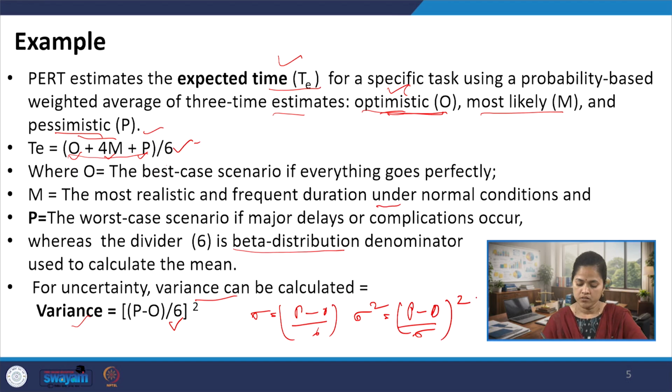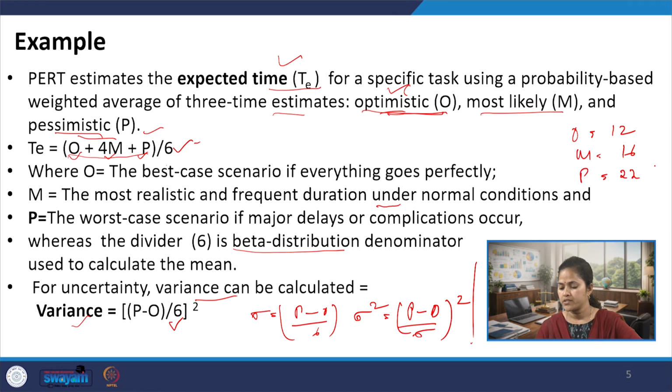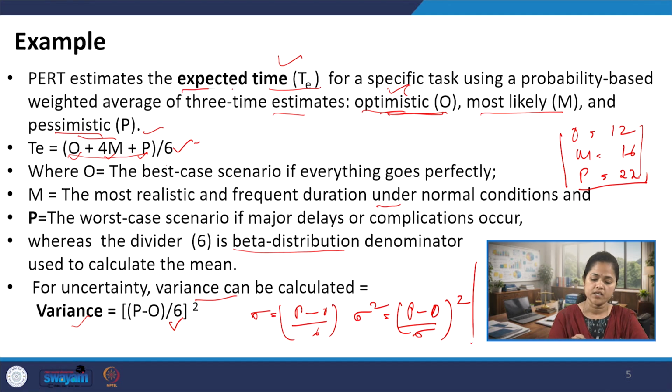Okay. So, given this understanding and given this formula, I think you can apply. Suppose the optimistic estimate is, let us say, 12 weeks, most likely is, let us say, 16 weeks, and the pessimistic estimate is, let us say, 22 weeks. Given these estimates, now we can find out the expected time for this specific program or the task that we are discussing here. You can just put the values and find out the expected time.